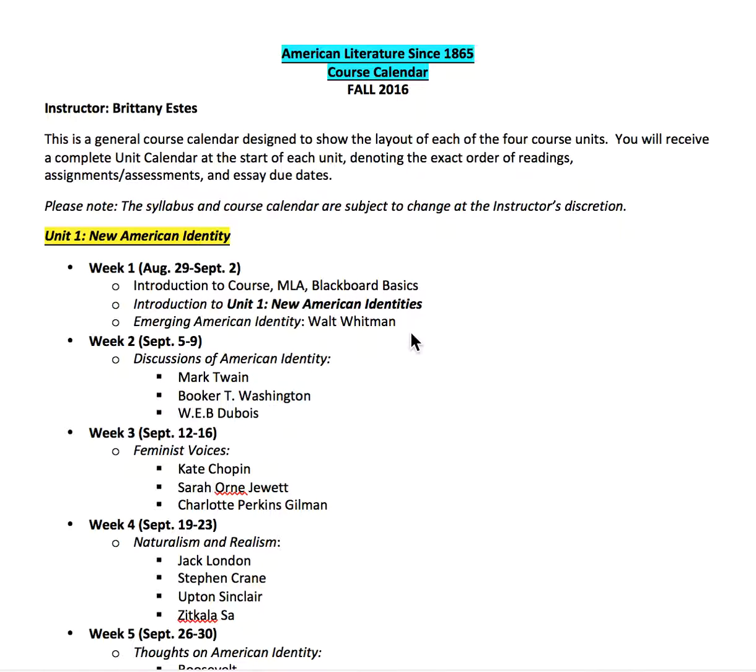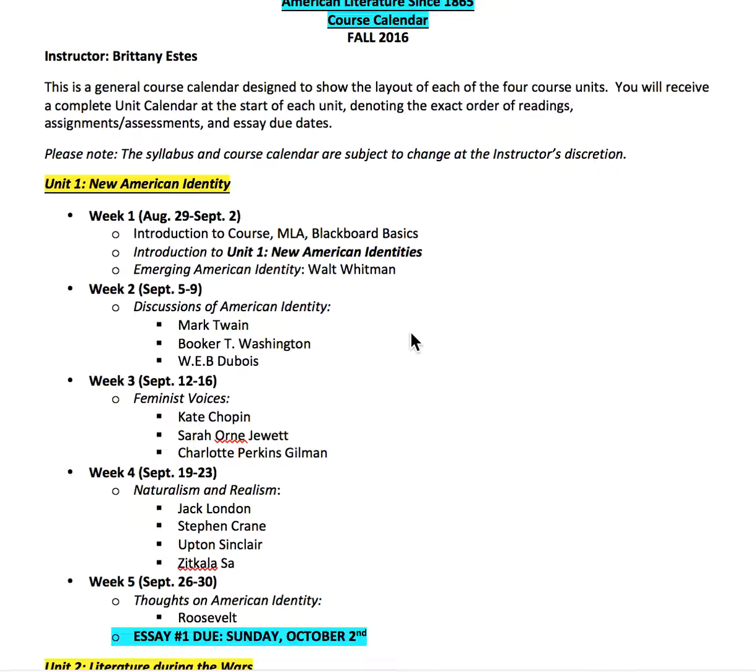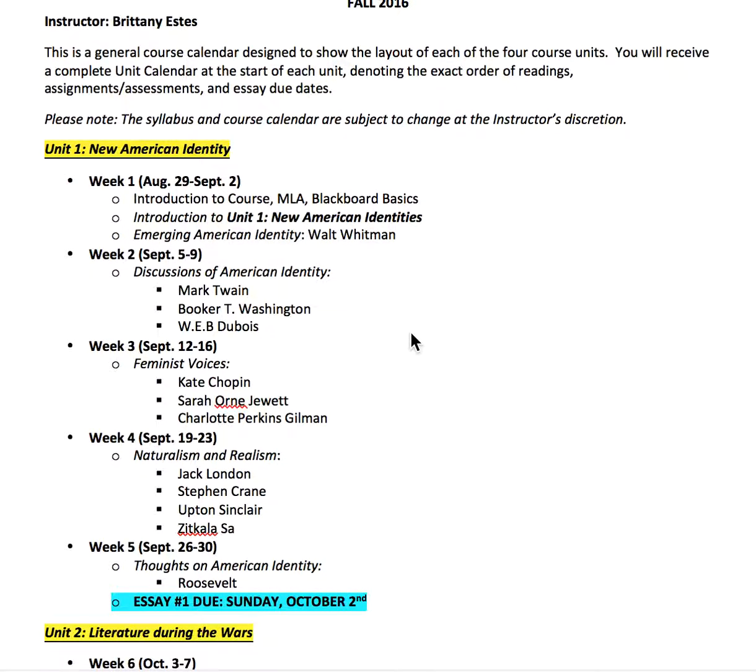Hi guys, so I'm going to walk you very quickly through the course calendar. This is just a general course calendar to help you understand the layout, the general structure of the course. Each week I'll be giving you full layouts of that week's assignments, readings, whatever it might be due that week, exactly when it's due. This is just so you have a general understanding, and again, this is all subject to change based on whatever the needs of the course might be, if need be.